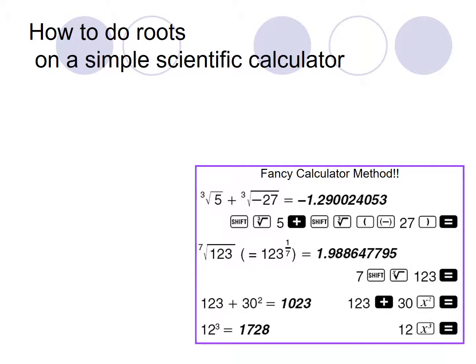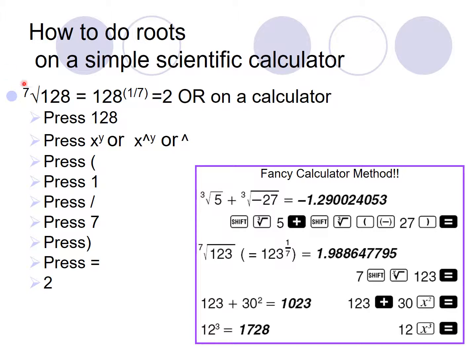How do you do roots? We've already mentioned, for example, that the seventh root of 128, another way to write that is 128 to the power of 1 over 7. On your calculator, you'll need to put in these brackets. So on a calculator, you're going to press 128, then the same buttons we talked about on the last slide, either x to the y, x hat y, or x to the hat. Open your brackets, press 1, divided by 7, close your brackets. Equals, and hopefully out will pop 2. Again, make sure that this is working for you on your calculator.